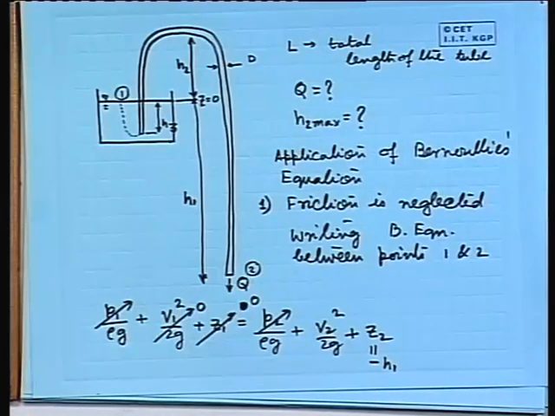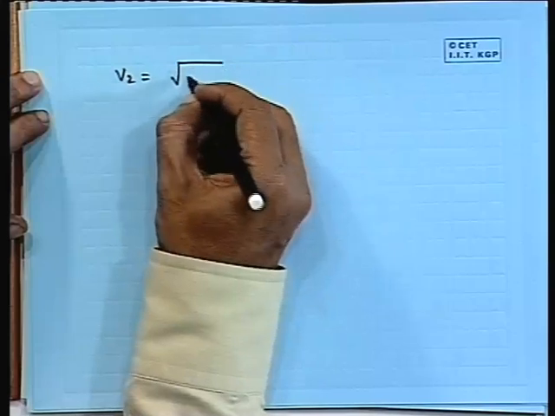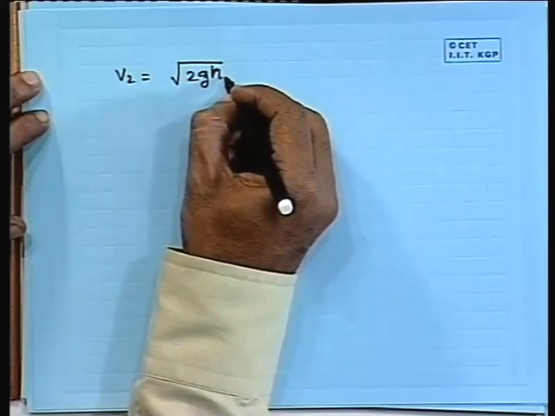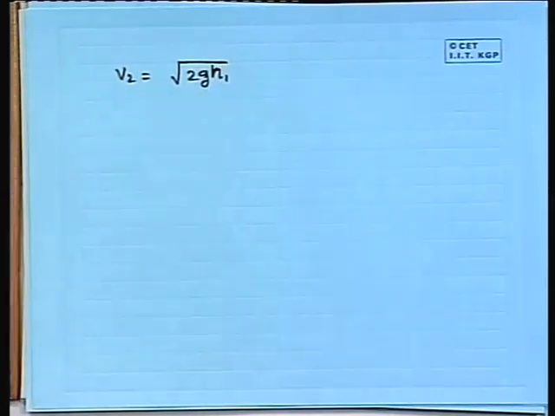It is coming down from the datum plane. All right, so basically I can write, let me go to the next page, V2 is equal to root over 2G H1, root over 2G H1.